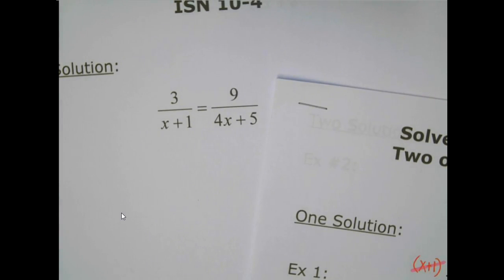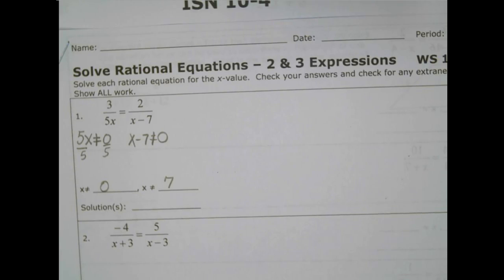At this time, we are going to do some problems off of our homework. The first thing you're going to do is figure out the excluded values. The denominators cannot be equal to 0. Then, what do you do next? We want to cancel the denominators. How do we make that happen?